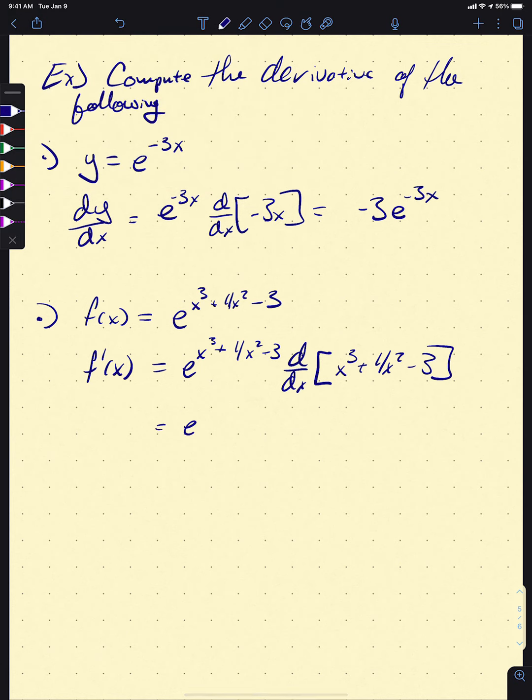But then, we can copy all this. What's the derivative of this inside? Looks to me like it's going to be 3x squared as the first one, and then plus 8x. And then this 3 just goes away. And that's our derivative.